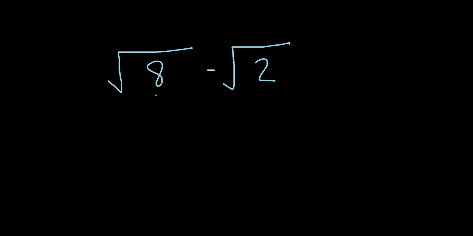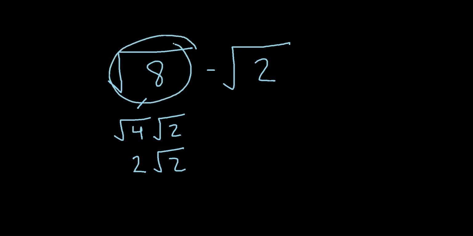All right, let's try this example. We have the square root of 8 minus the square root of 2. So notice right now the values under the square roots are not the same, so we can't directly subtract these. But one trick that we can use is we can factor this 8. So instead of writing the square root of 8, we could write the square root of 4 times the square root of 2, since 4 times 2 is equal to 8. And what we'll notice is that the square root of 4 is just 2. So really this is 2 times the square root of 2. So this is just another way to write the square root of 8.